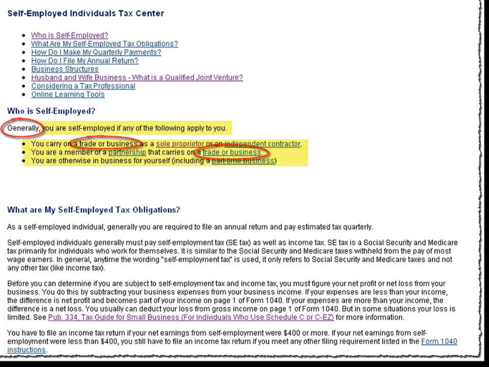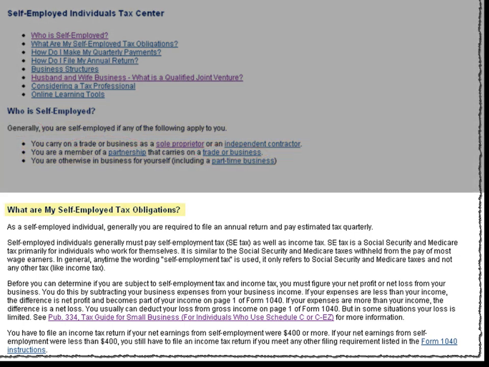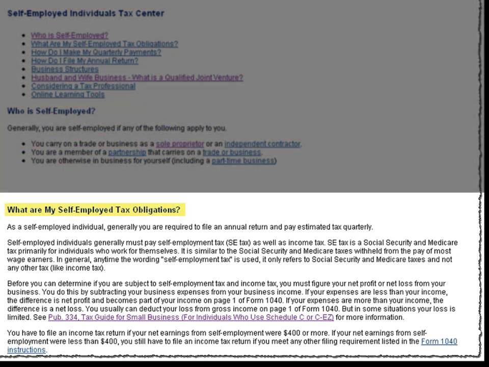Now, we highlight some key points about the self-employment tax obligations before we get into the 3 scenarios. Self-employed individuals generally must pay self-employment tax as well as income tax. Please note, these are 2 separate taxes. That self-employment or SE tax is a Social Security and Medicare tax primarily for individuals who work for themselves. It is similar to the Social Security and Medicare taxes withheld from the pay of most wage earners or W-2 wages.